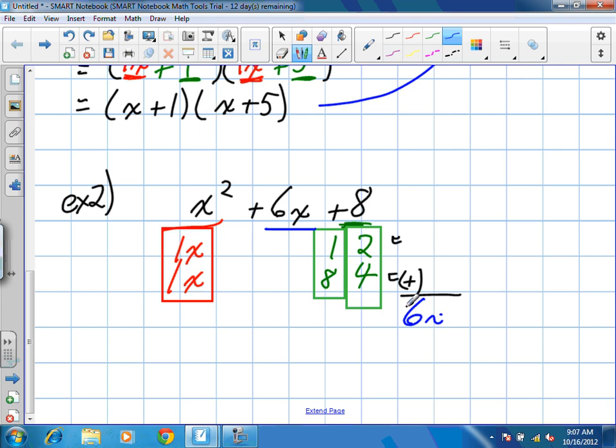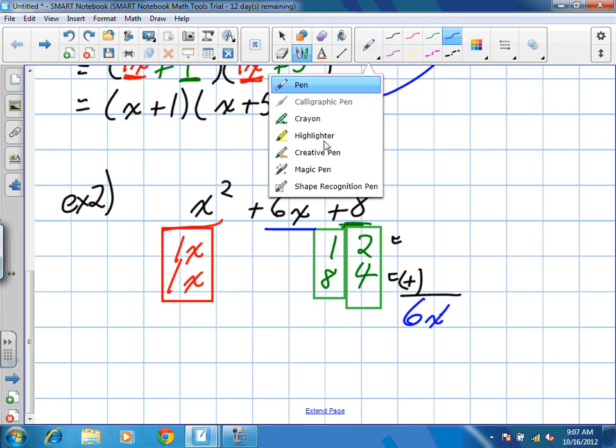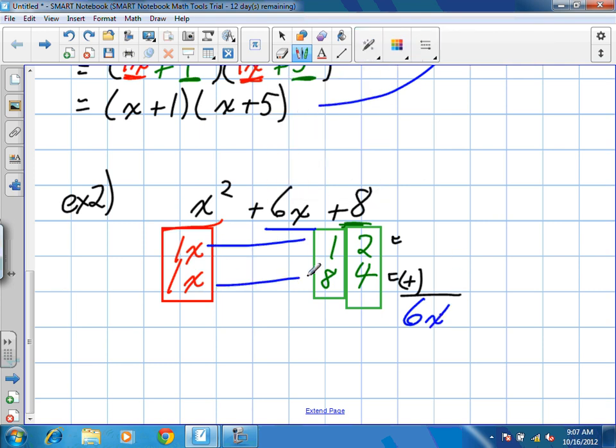So quickly looking at this, we'll do trial and error method. I'm sure many of you can see it already. We'll do 1 by 1 and 1 by 8. 1x and 8x is what we get. Do those add up to 6x? No, they don't. So they don't work.